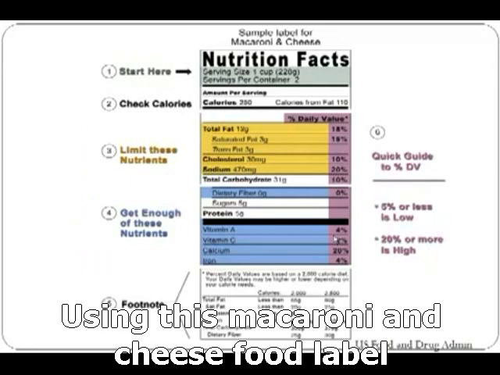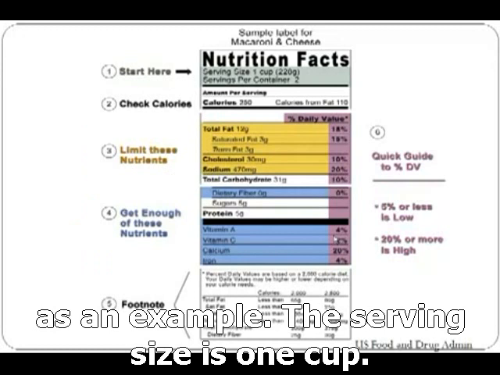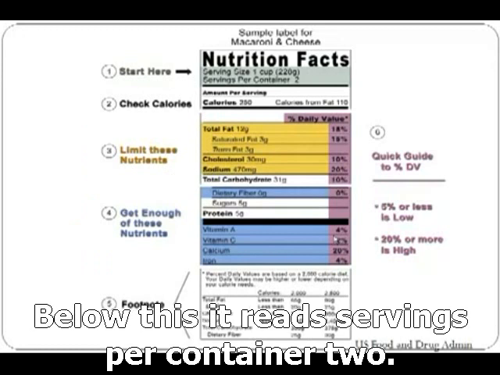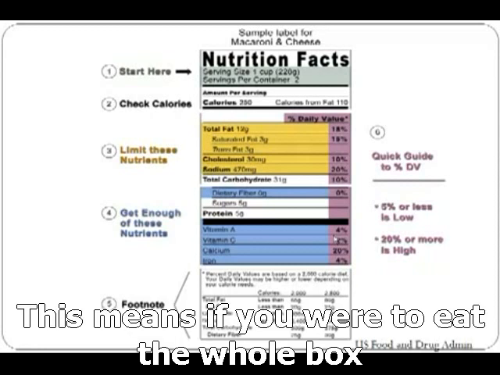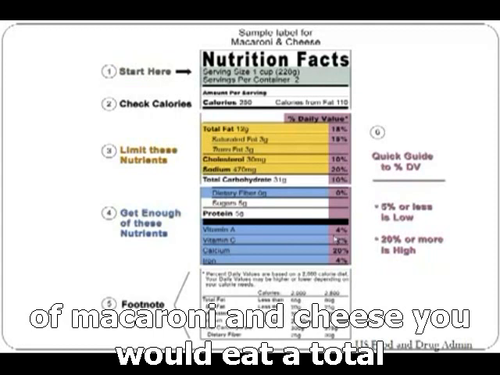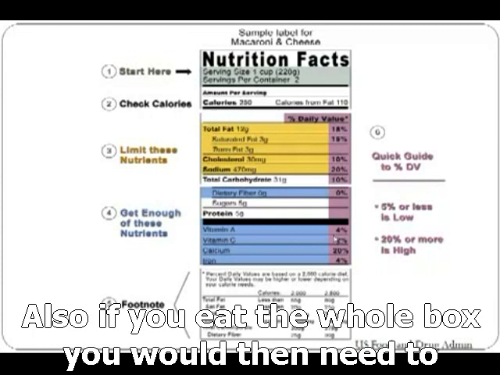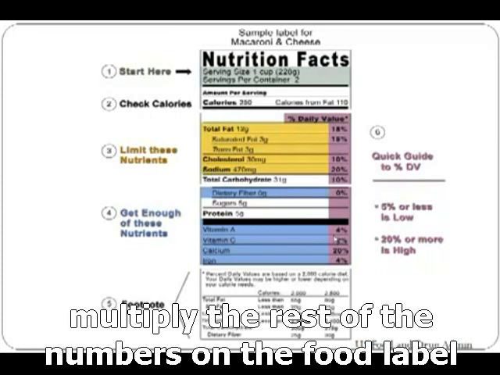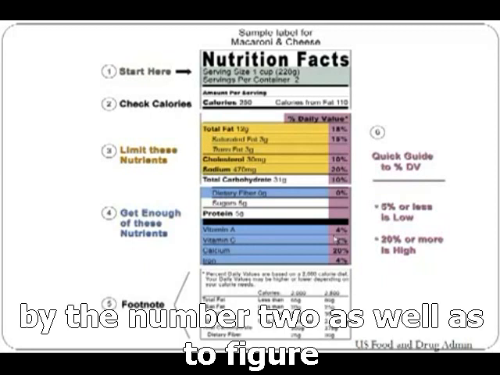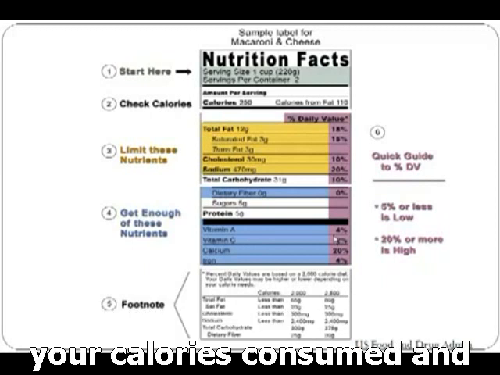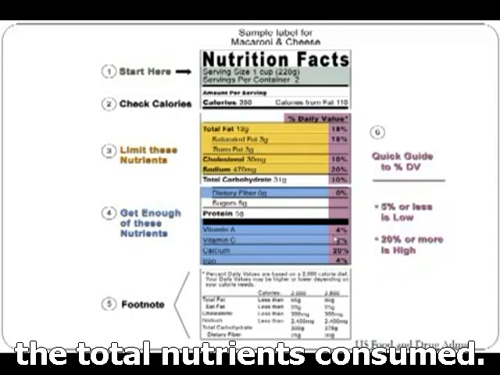Using this macaroni and cheese food label as an example, the serving size is 1 cup. Below this, it reads, servings per container, 2. This means if you were to eat the whole box of macaroni and cheese, you would eat a total of 2 cups of macaroni and cheese. Also, if you eat the whole box, you would then need to multiply the rest of the numbers on the food label by the number 2, as well as to figure your calories consumed and the total nutrients consumed.